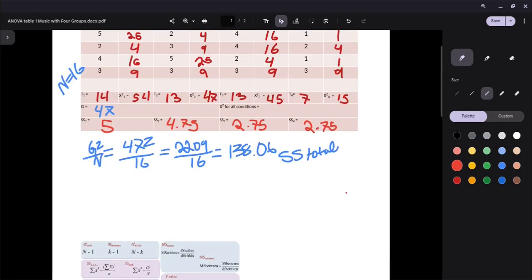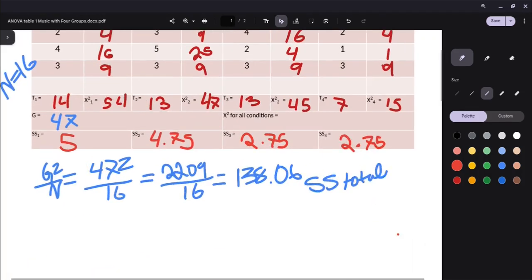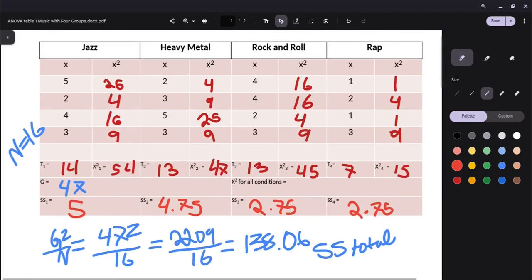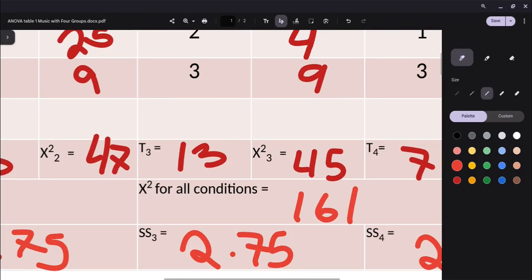So now we're going to find our sum of x squared for all conditions. And that's just going to be our x squares all added up together, which that'll be 54 plus 47 plus 45 plus 15 being 161.